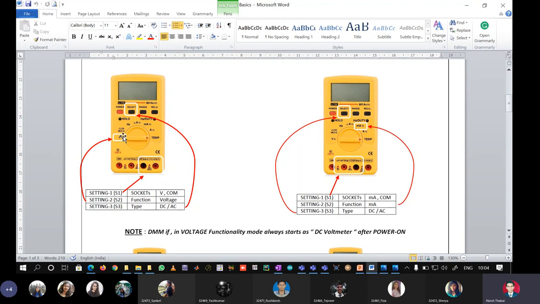That is, if I have to measure an AC voltage, then you have to repeatedly press this select button, and when you see AC or DC somewhere in the display, then your DMM is set to measure AC voltage. If you press the select button once again, it will shift to DC voltmeter. You should practice this.